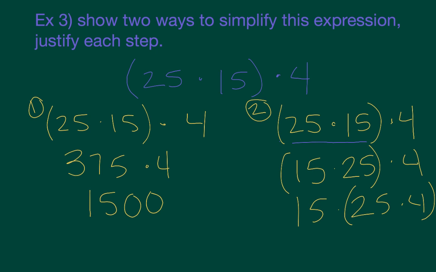And now we can solve this problem in our head. 25 times 4 is 100. 100 times 15 is 1,500. We follow the property rules to solve this equation where it's actually a little bit easier to solve.